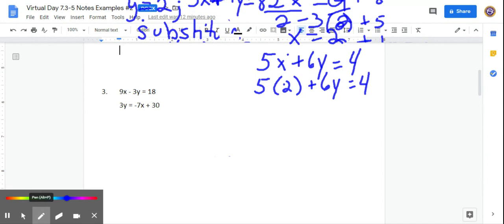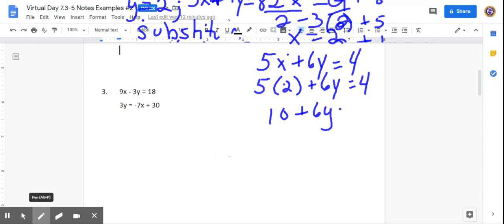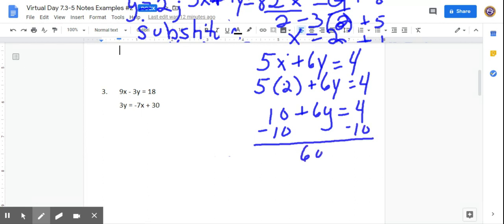10 plus 6y equals 4. Solve for y. Subtract 10 from both sides, and 6y equals negative 6. What do we do now? Now we divide by 6, and y equals negative 1.